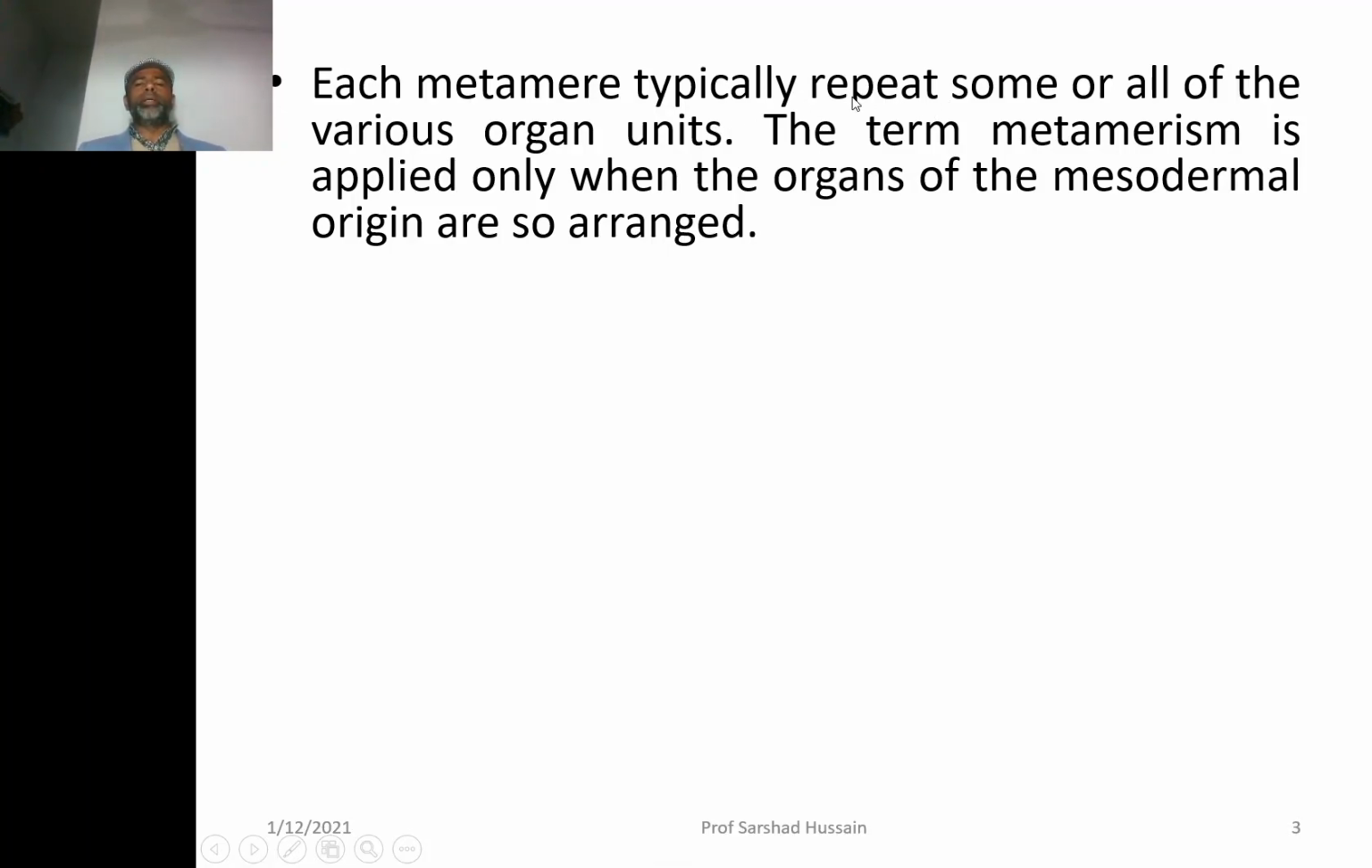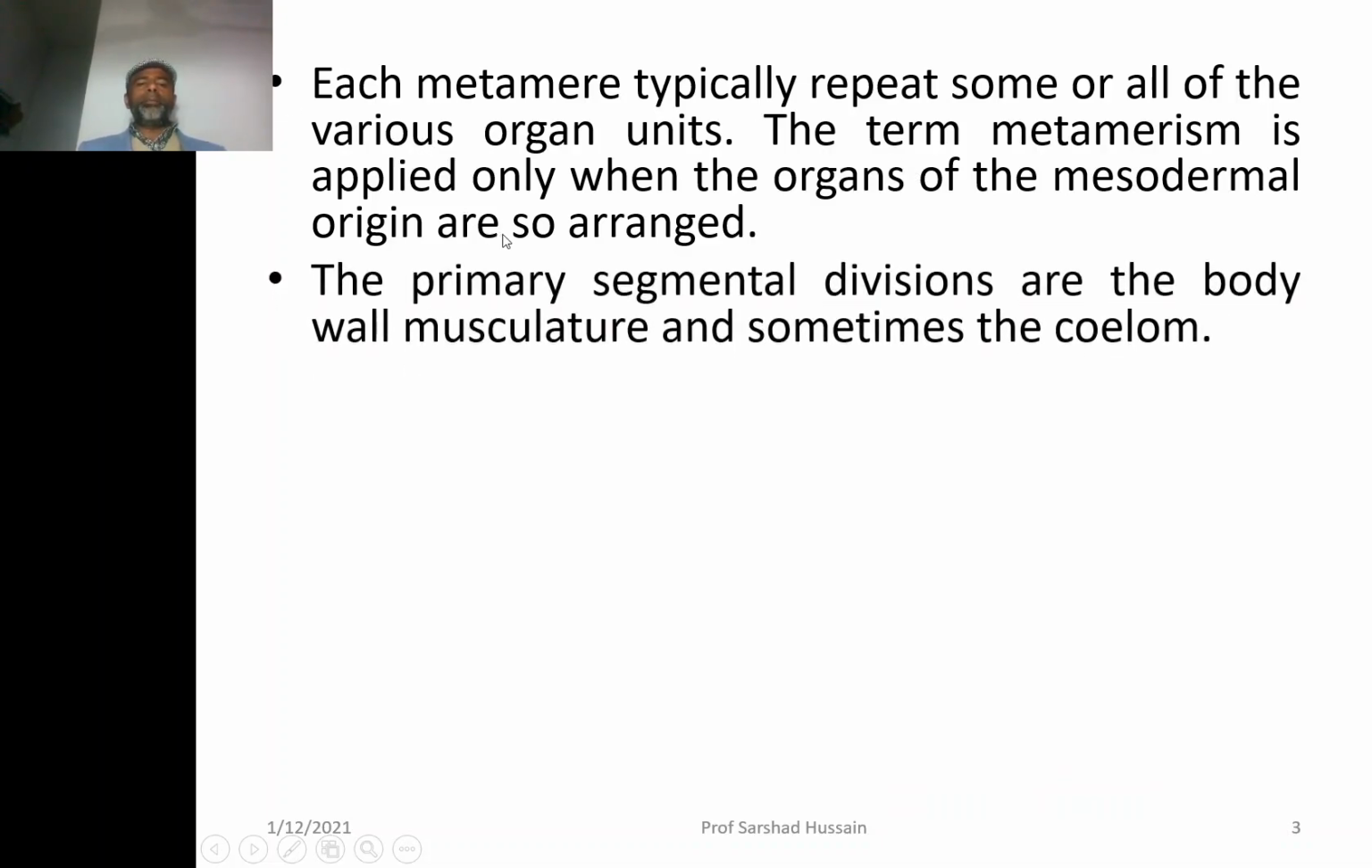Some organs are repeated, and particularly the repeated organs are of mesodermal origin. The term metamerism is applied only when the organs of mesodermal origin are so arranged, that means they are arranged segmentally, repeated in each segment. The primary segmental divisions are the body wall musculature. So look at the division. First, the body muscles, the muscles of the body wall, show the division because of the segmentation.